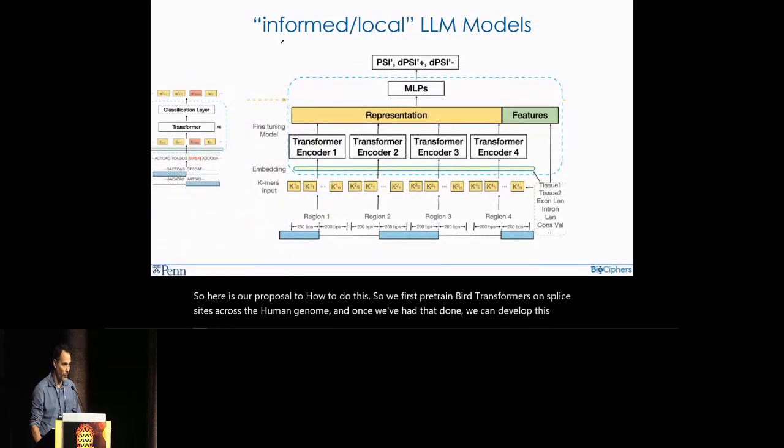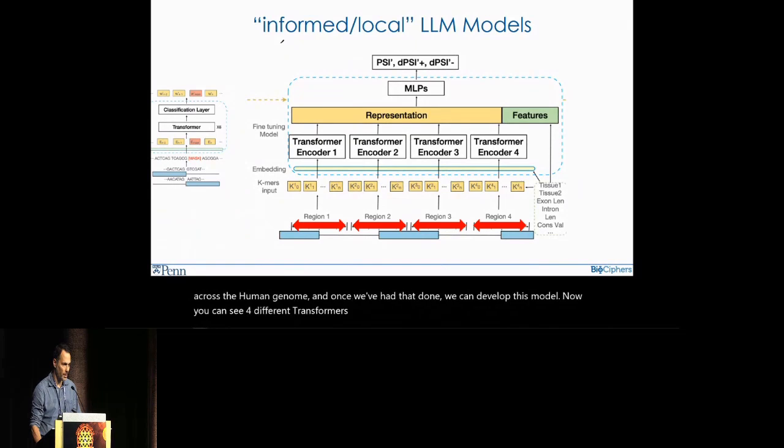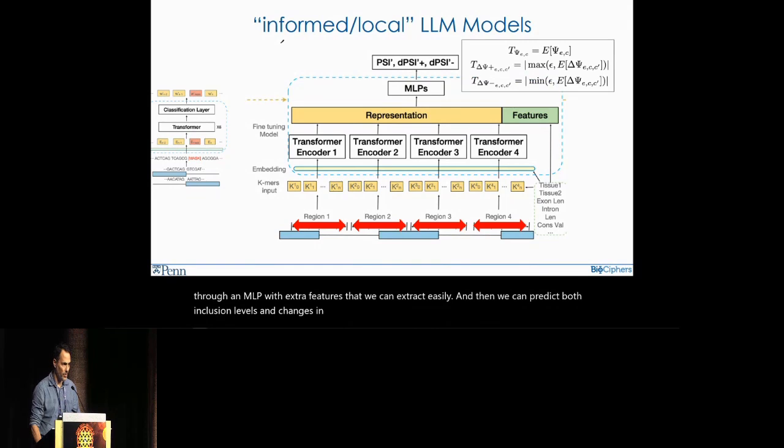Now you can see 4 different transformers, but this time they're sitting across those splice sites that we know from the annotation where they exist. And we can combine them together through an MLP with extra features that we can extract easily. And then we can predict both inclusion levels and changes in inclusion levels, which are called psi and delta psi, shown here.